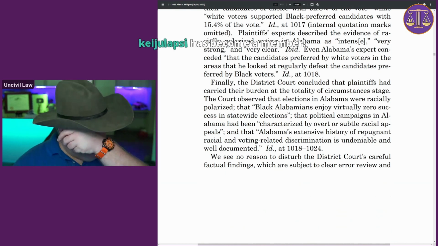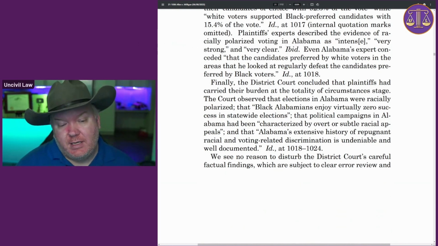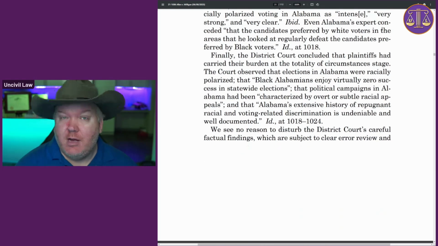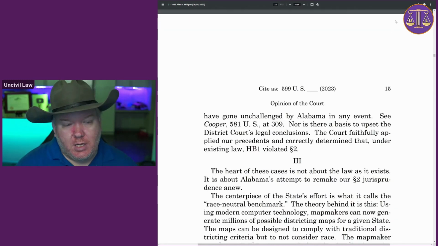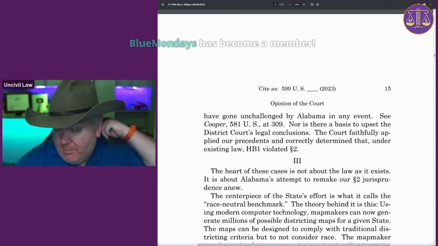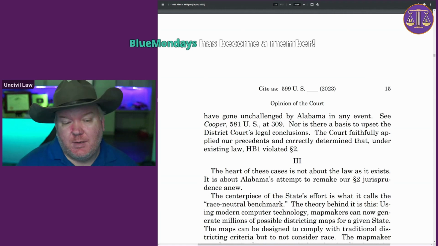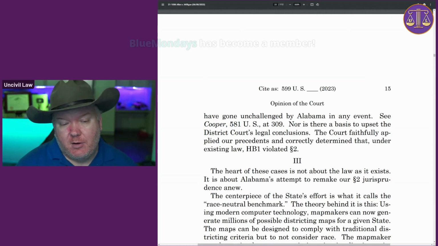We see no reason to disturb the district court's careful factual findings, which are subject to clear error review as to facts. And so they go unchallenged in Alabama in any event. Nor is there any basis to upset the district court's legal conclusions. The court faithfully applied our law and precedent and correctly determined that it violates the law.